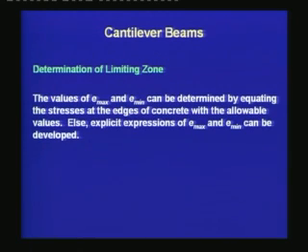The values of Emax and Emin can be determined by equating the stresses at the edges of concrete to the allowable values, else explicit expressions of Emax and Emin can be developed. Thus, in order to determine the limiting zone, we can calculate Emax and Emin for a particular beam for the given loading conditions, or else we can determine them from explicit expressions which are discussed here. These expressions help us to determine the maximum and minimum eccentricities at several locations along the length of the beam.